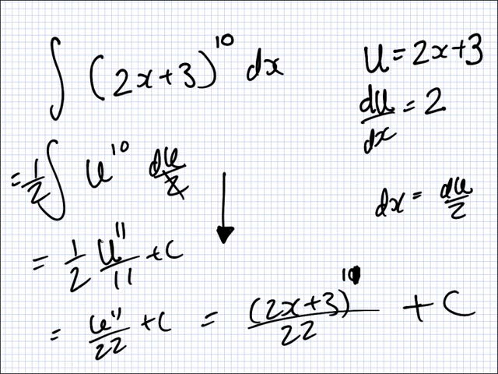Would I lose marks if I forgot to write the u as 2x + 3? If you forgot to replace the u, yes, you would lose marks. If you don't replace the u with 2x + 3 at the end, you definitely do.